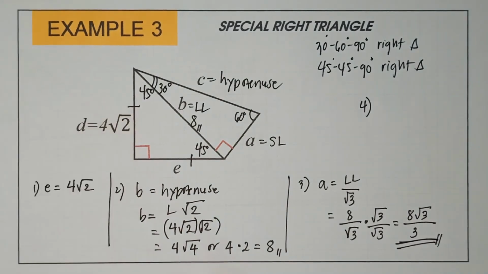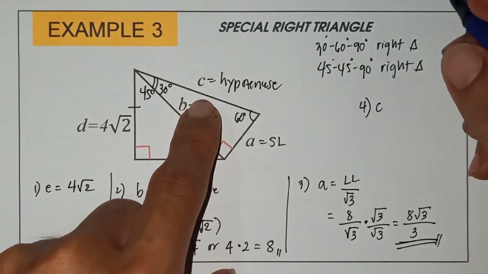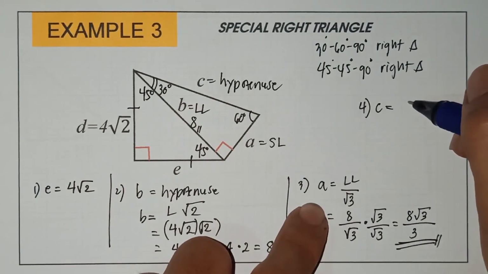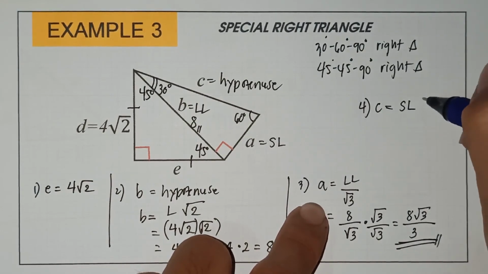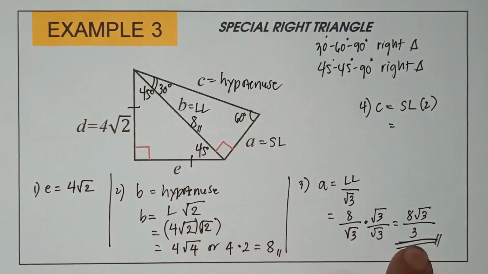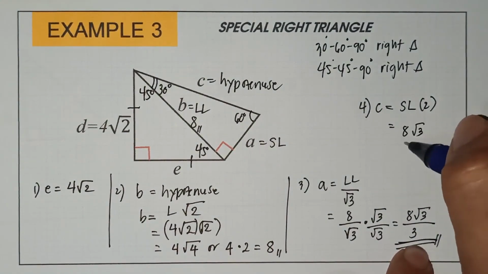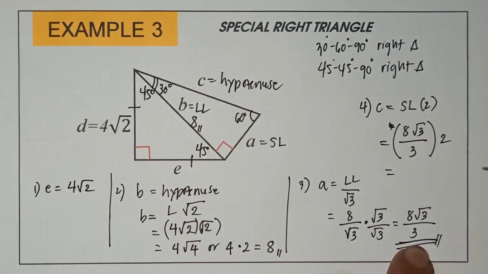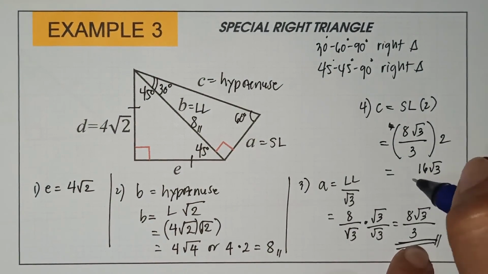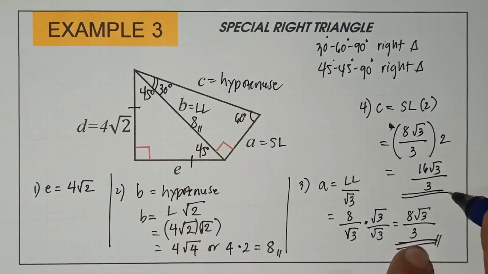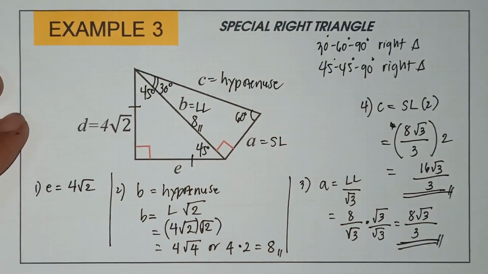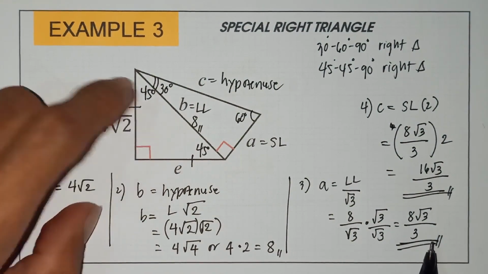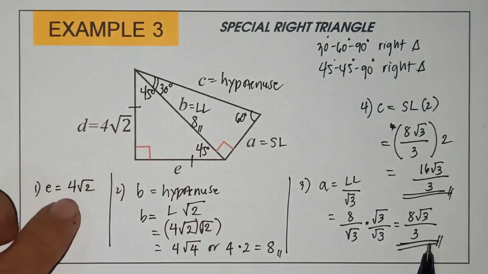And for number 4, which is find C, and that's the hypotenuse, that is double the shorter leg. Shorter leg times 2. The shorter leg here is 8 square root of 3 over 3. Multiply it by 2. So the answer here is 16 square root of 3 over 3. This is now the value of C. 8 square root of 3 over 3 is the value of A, 8 is the value of B, and E has the value of 4 square root of 2.